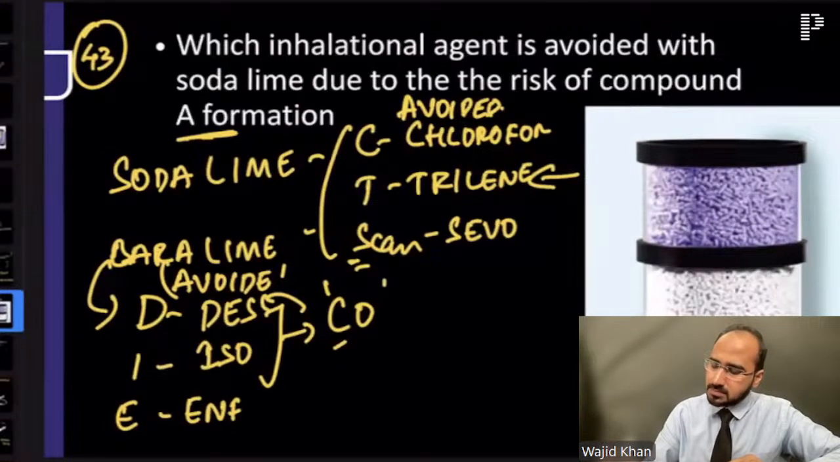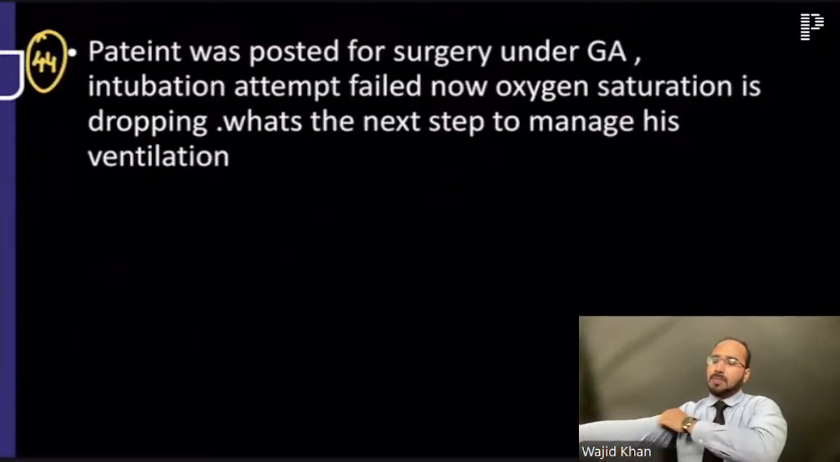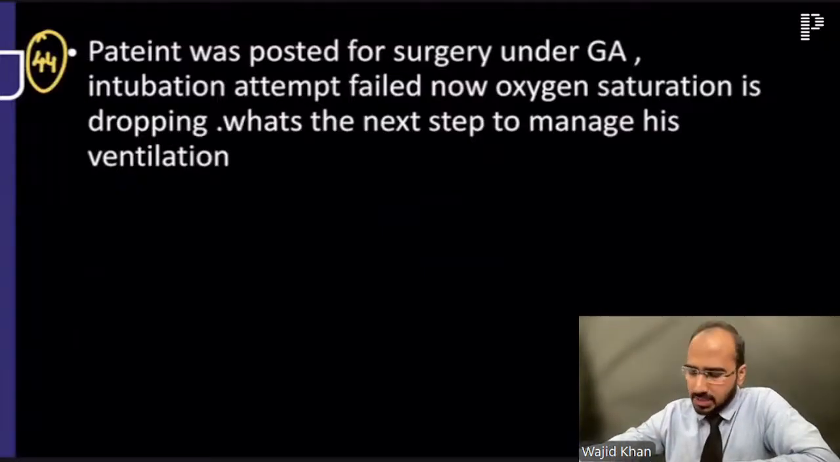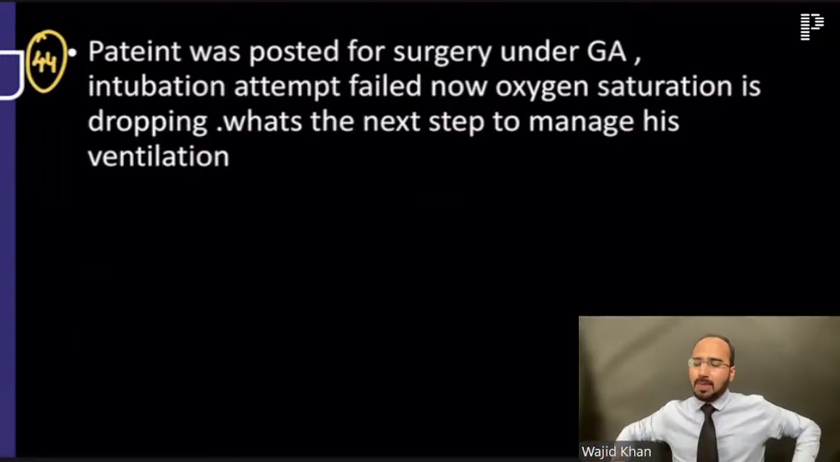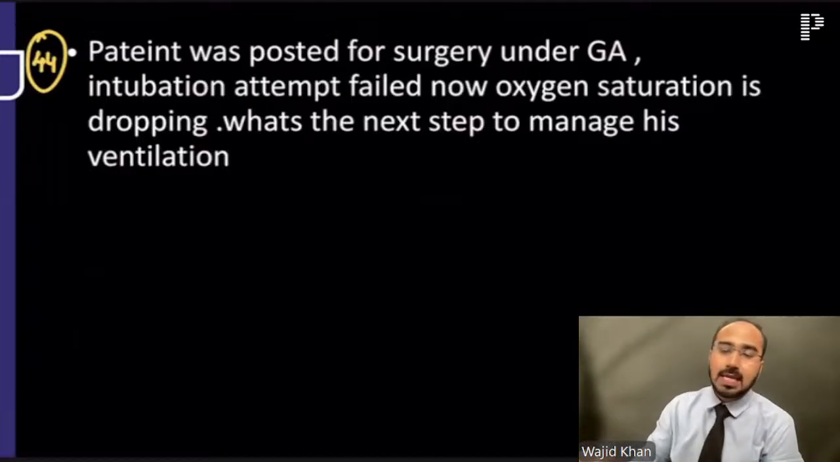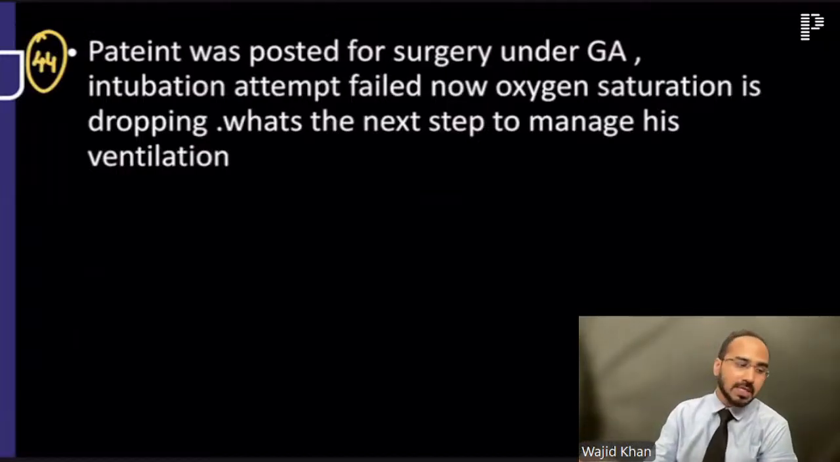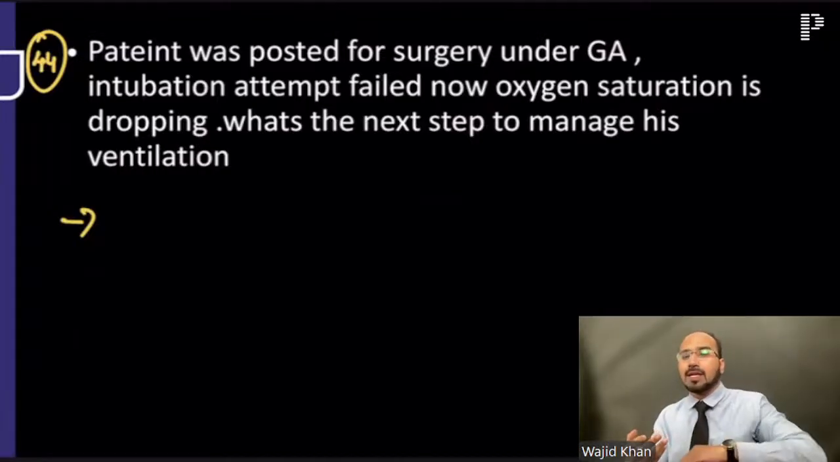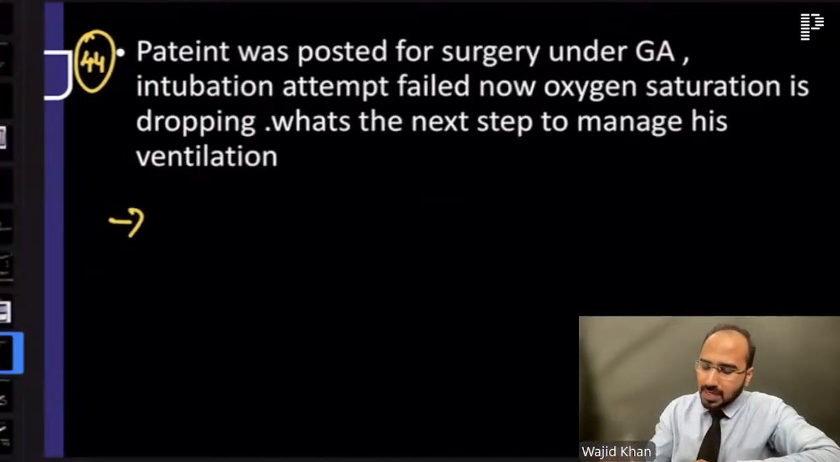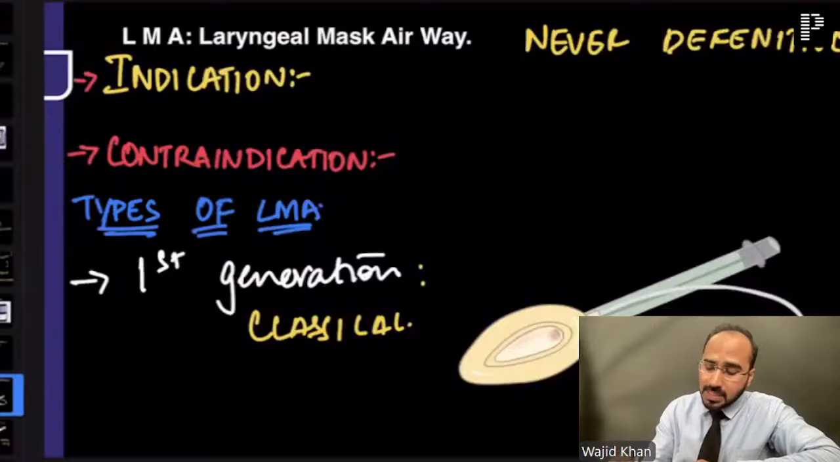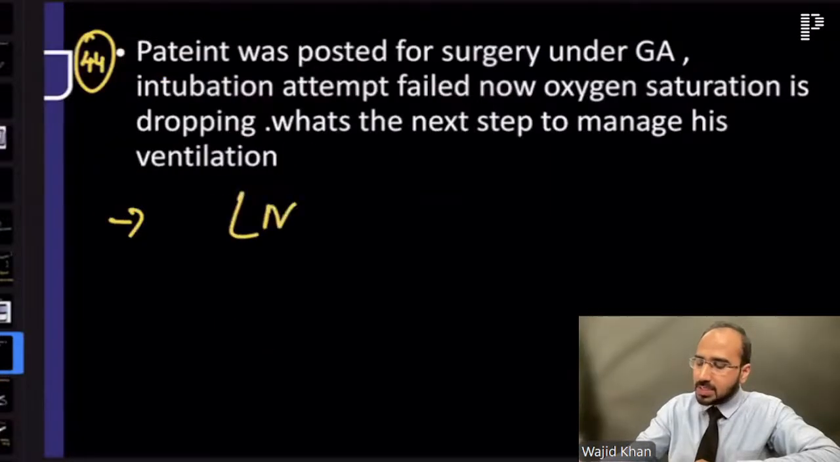Okay. Next, a patient was posted for surgery under general anesthesia. An intubation attempt was done which has failed. Now oxygen saturation is dropping. What is the next step to manage the patient's ventilation? This is the case of failed intubation. Whenever intubation has failed, the next best step is to ventilate the patient. How will you ventilate the patient? The best way to ventilate the patient in the case of failed intubation is by LMA insertion.